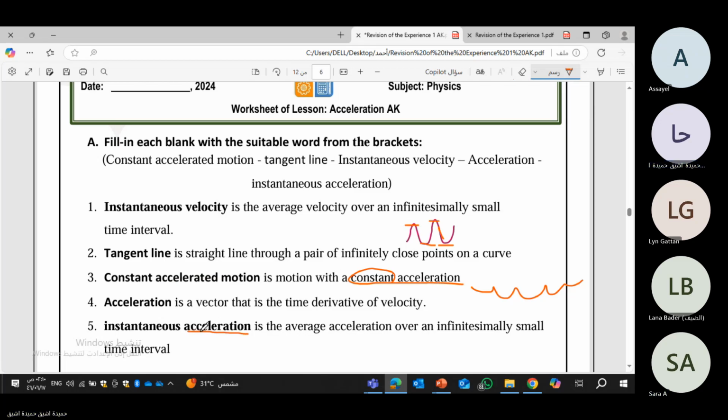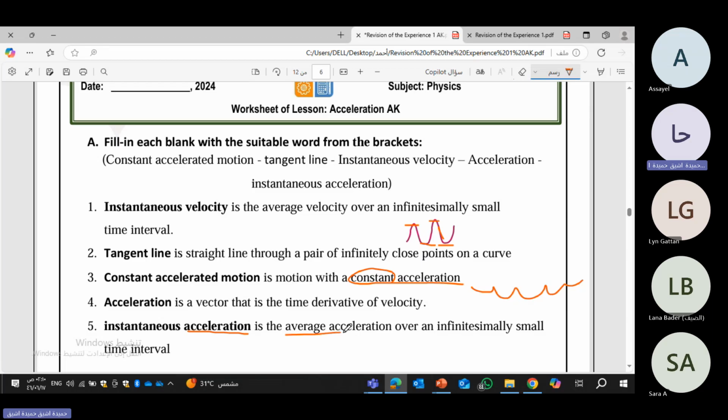Sorry for interrupting, but are we going to have to memorize the definitions, or will it come as multiple choice? Nice question, Sarah. Yes, it comes as multiple choice or true or false, not writing. So you can understand and then memorize the keywords.